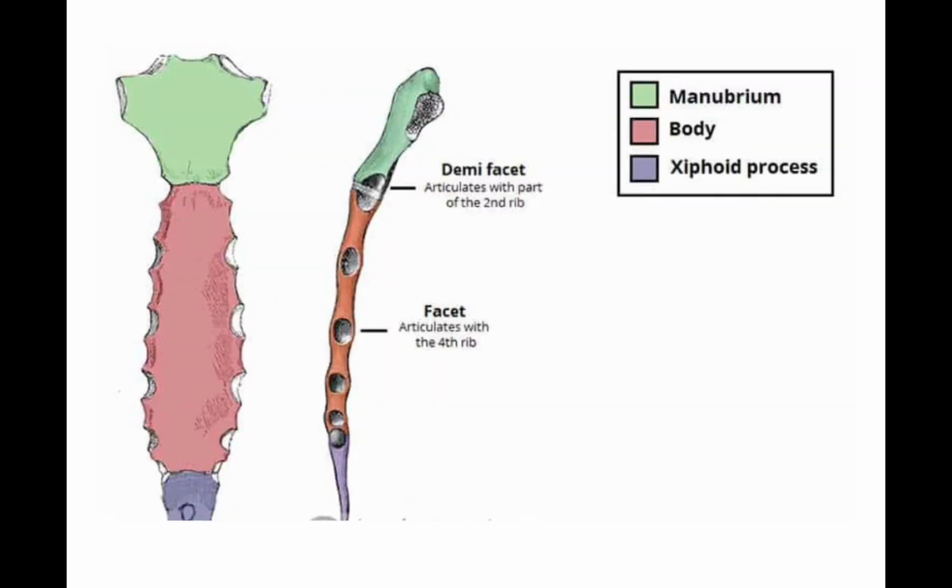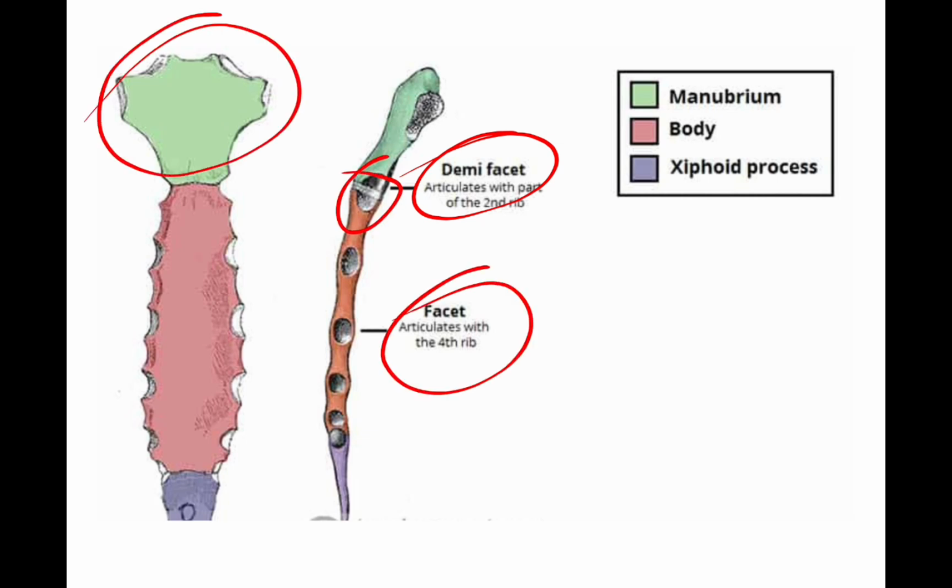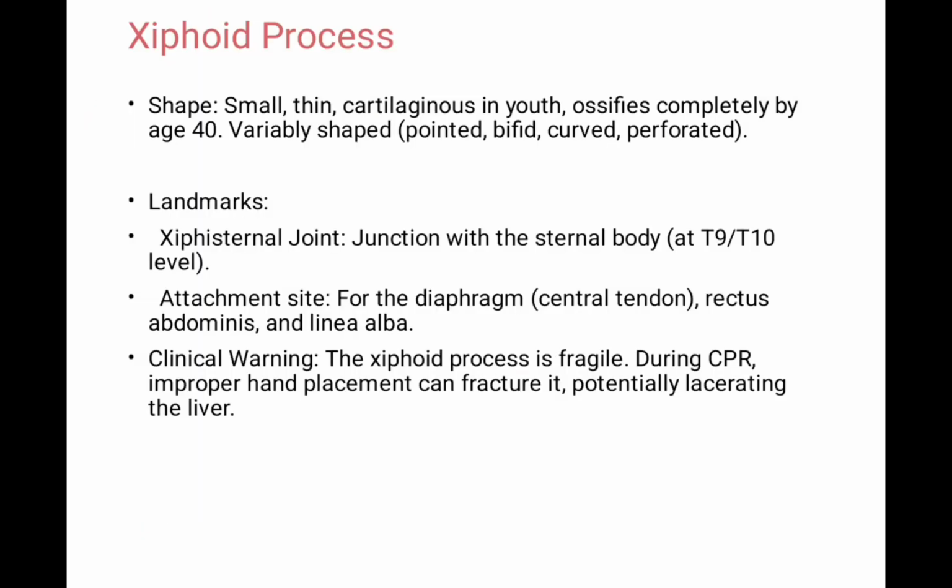Now moving forward, in this image you can see the demifacets, half on the manubrium, half on the body. You can see the other articular facets. This is the manubrium, this is the body, and this is the xiphoid process. So moving forward, let's talk about the xiphoid process.